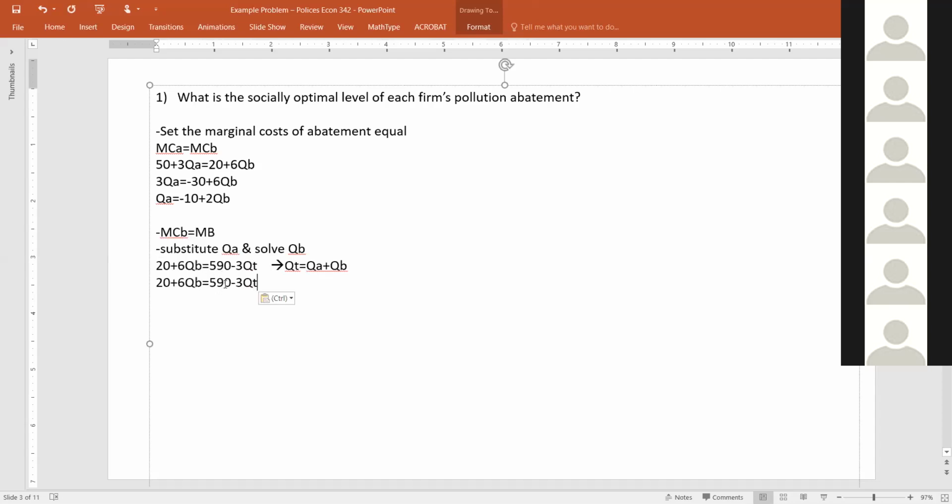So we've set marginal cost for firm B equal to marginal benefit for society. And we're going to distribute that 3. In fact, it's a minus 3, so minus 3 QA minus 3 QB. Questions so far?